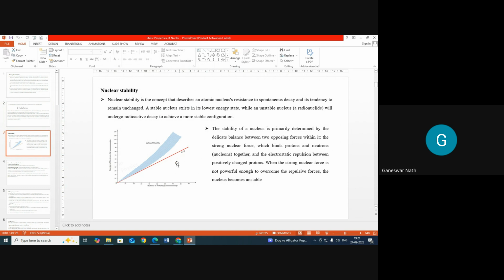Here n is the number of neutrons and Z is the number of protons, and you can find there is a stability graph. It looks like a belly-like structure.